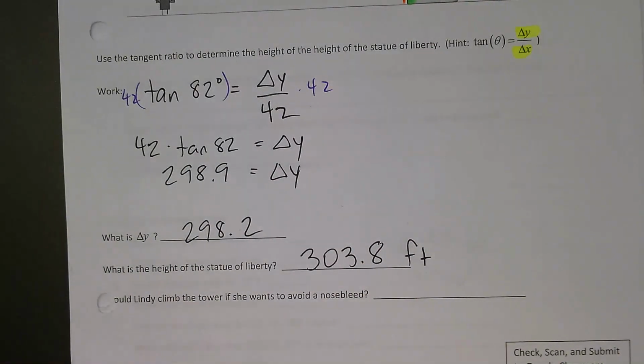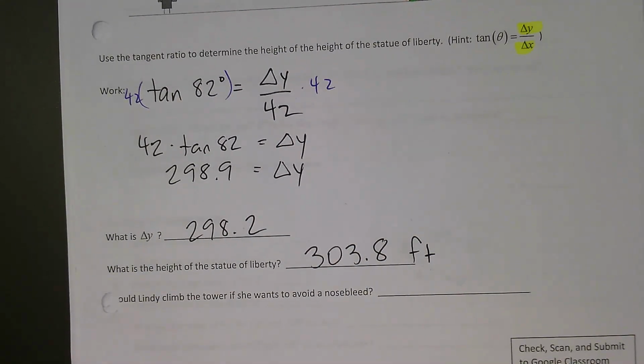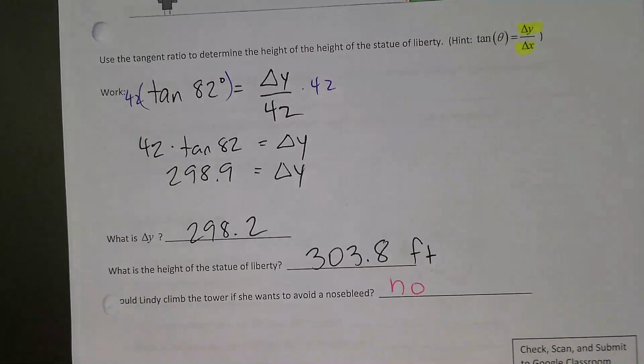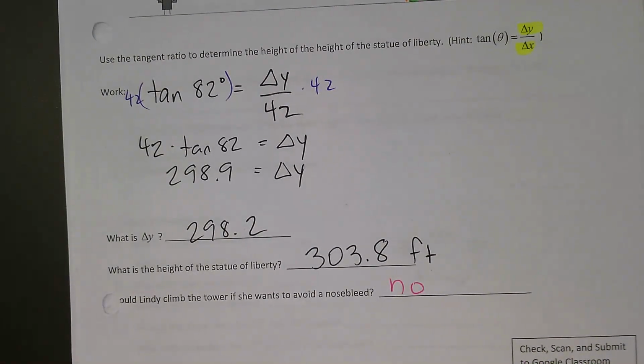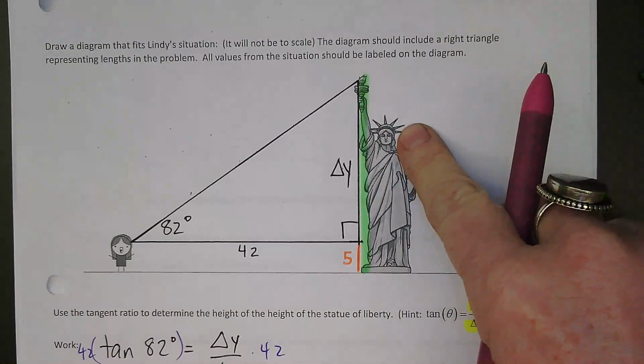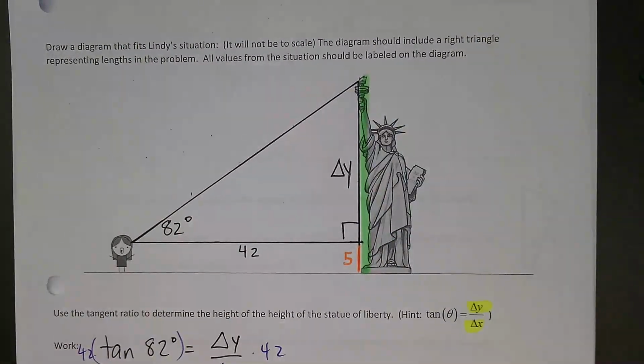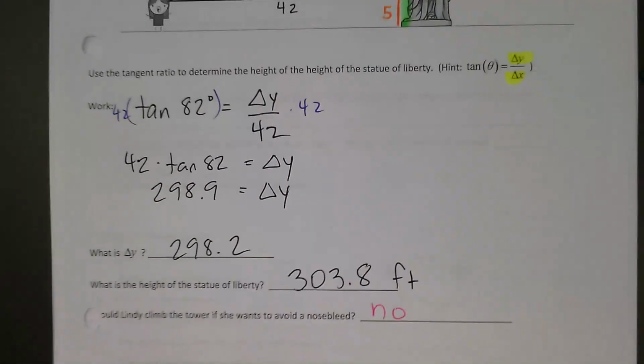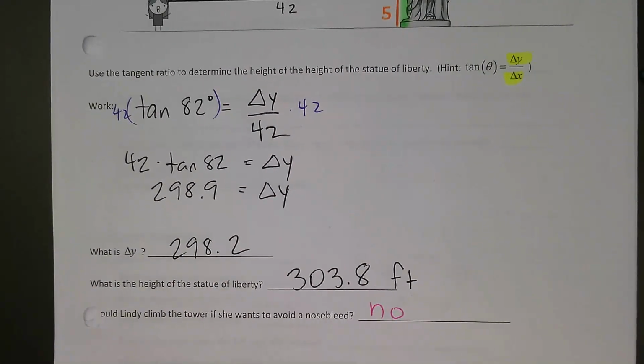Then the question is, should Lindy climb the tower if she wants to avoid a nosebleed? Well, if we're going strictly with what is in the scenario of the problem, then the answer should be no, she should not climb it. However, I've got to give my 2 cents here. If I'm Lindy and I got the chance to go to the top of the Statue of Liberty, I think she should go. I think she should take some tissues. But according to the math, it's above her threshold, so the answer would be no.